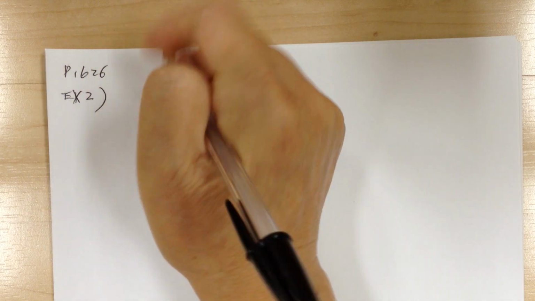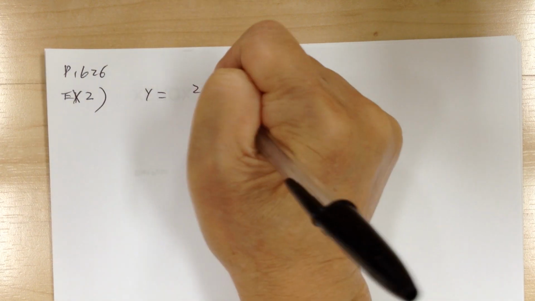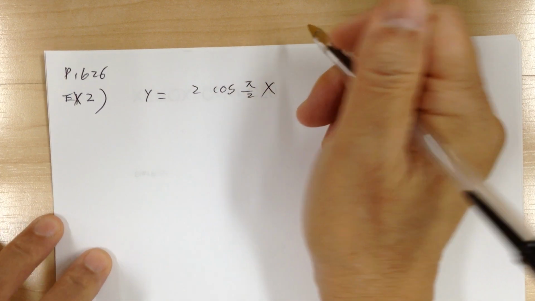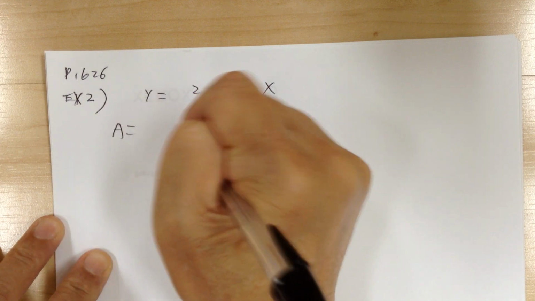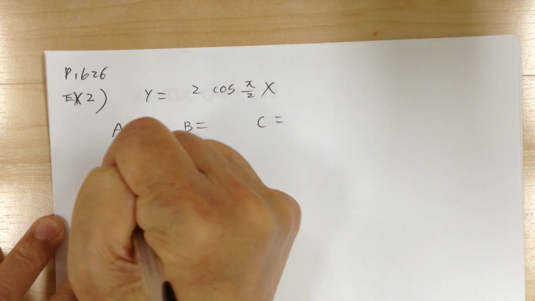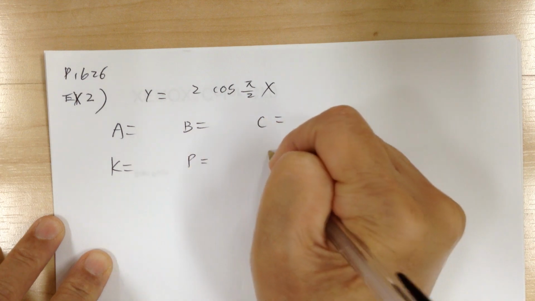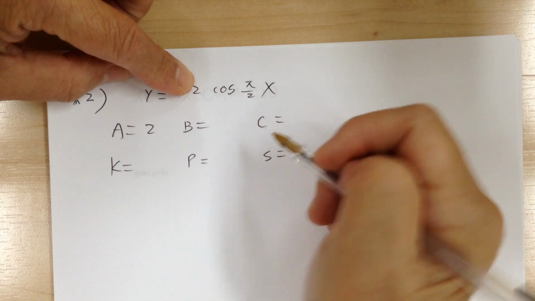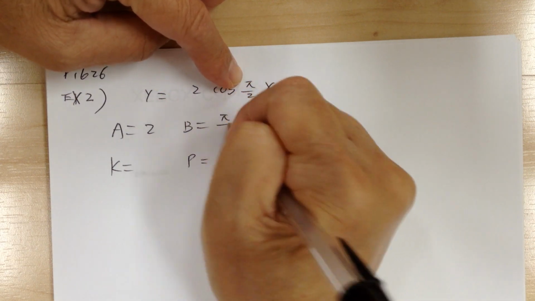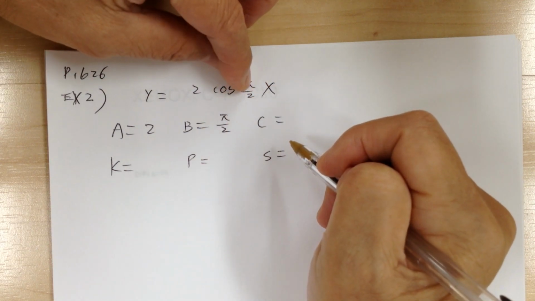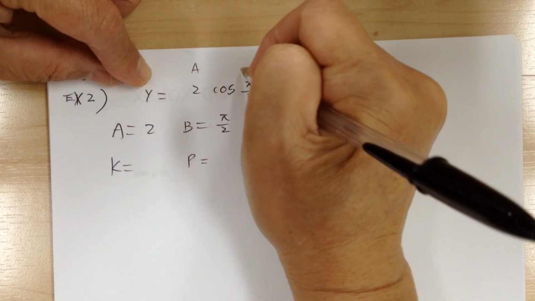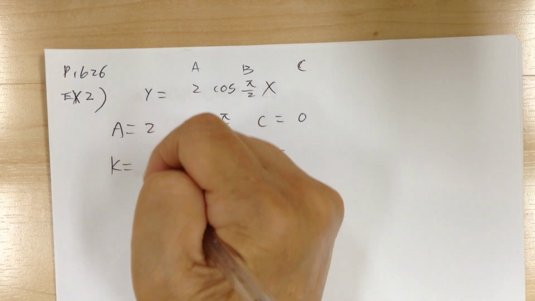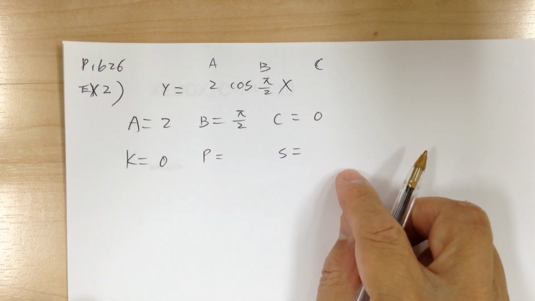Okay, example 2, you want to graph y equal to 2 cosine of pi over 2x. So again, let's get our A, B, C, and get K, P, S. So this is your A, so A equal to 2. B is your pi over 2, so B is the stuff before the x. That's your A, B, C. So C equal to 0, and K equal to 0. In this case, there's no K, so K equal to 0.